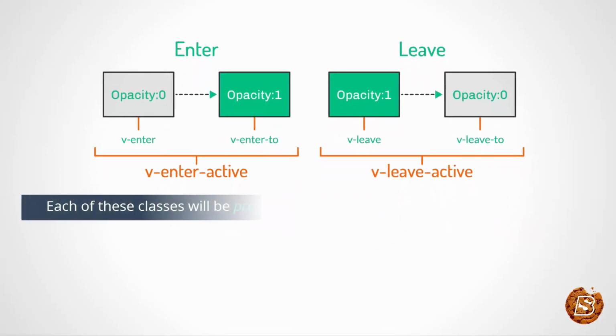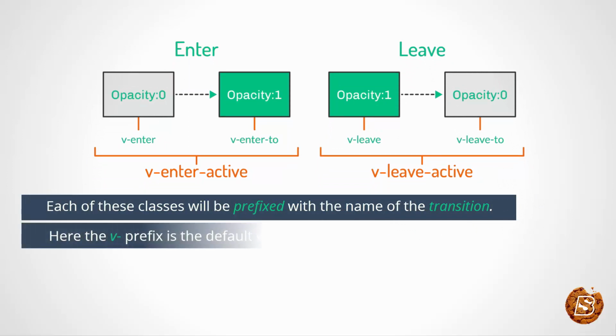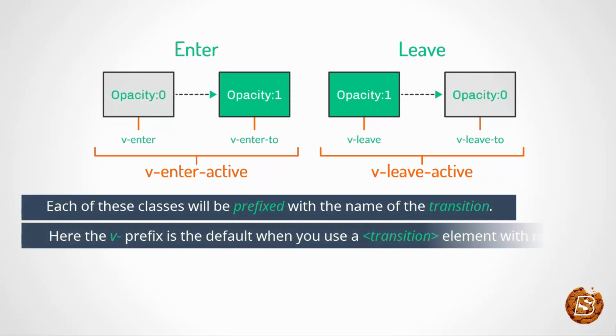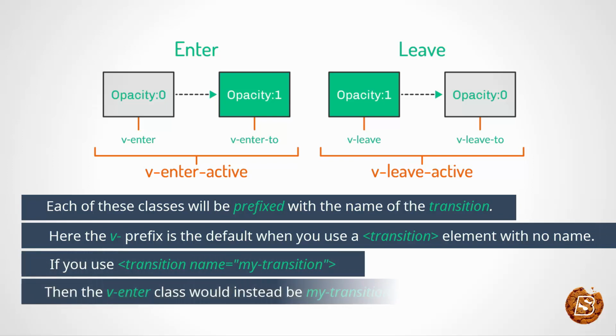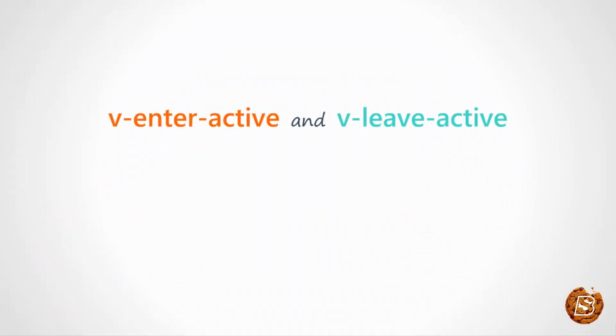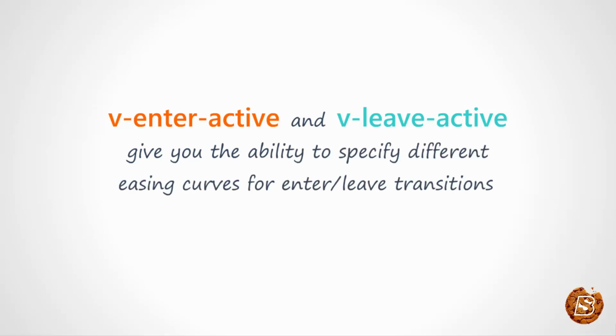Each of these classes will be prefixed with the name of the transition. Here, v prefix is the default when you use the transition element with no name. If you use the transition name as, for instance, my-transition, then the v-enter class would instead be my-transition-enter. v-enter-active and v-leave-active give you the ability to specify different easing curves for enter and leave transitions, which we will be exploring in the next lecture.